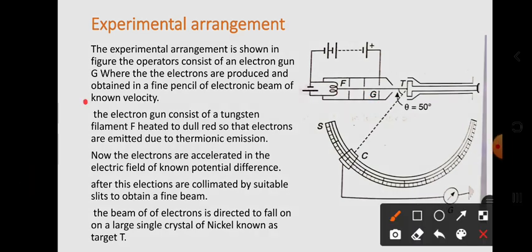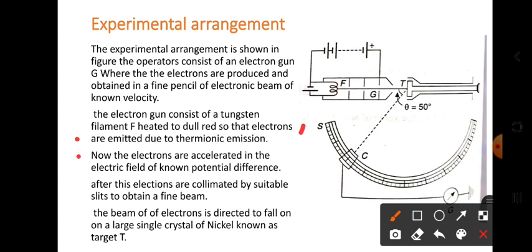Next point: the electron gun consists of a tungsten filament. See, this is the filament, the tungsten filament F, heated to dull red. Dull red means not bright red. When it comes to a light red color, you have to stop heating. So what happens? Electrons are emitted due to thermionic emission, meaning due to heat only.